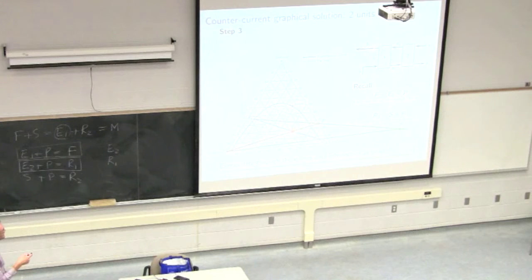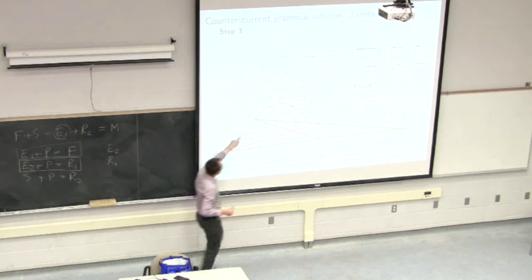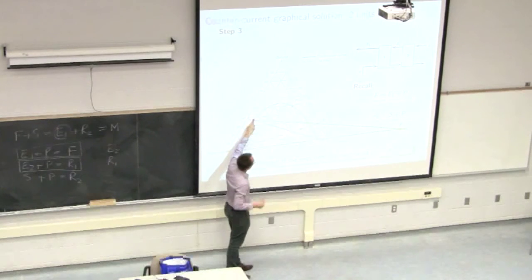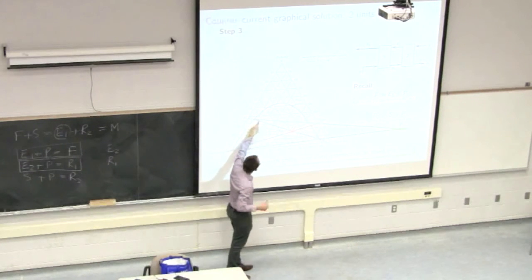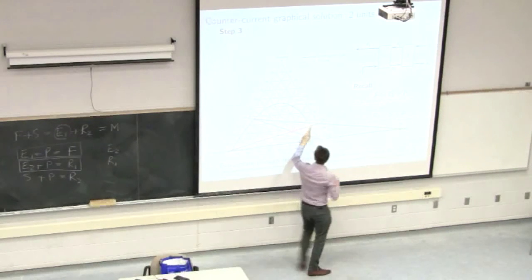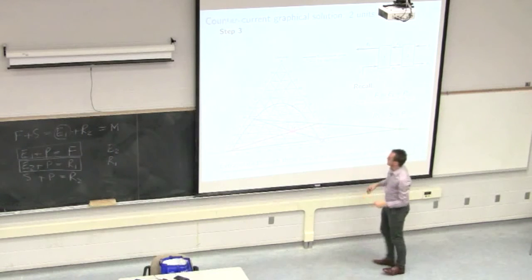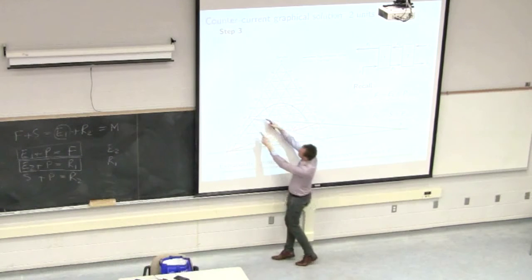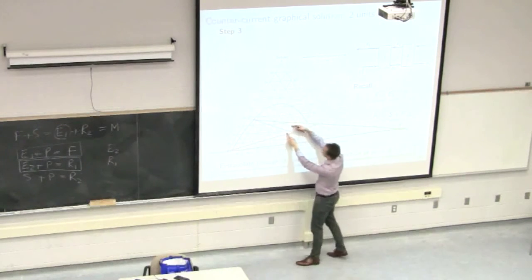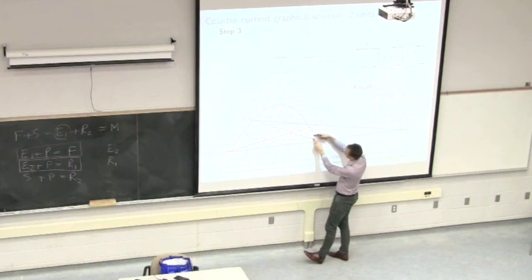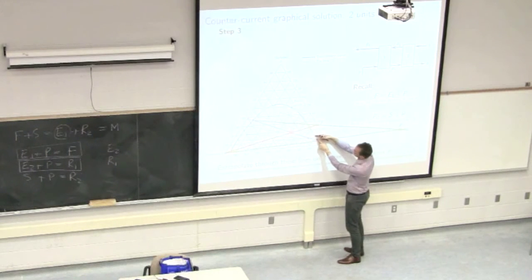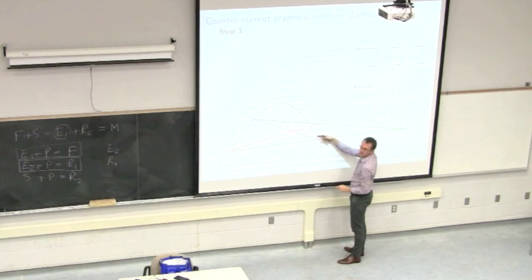The way we know that is E1 must be in equilibrium with R1. So E1 is over here. It must be in equilibrium with R1. So I can use the tie lines and come through the tie lines and find where that point is. So E1 is over there. Let's follow the two tie lines. We've got to interpolate between those two dashed lines. So I know R1 has got to be somewhere in this neighborhood over here. Is that clear?